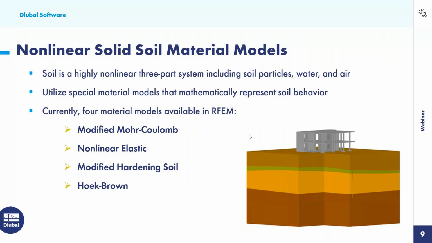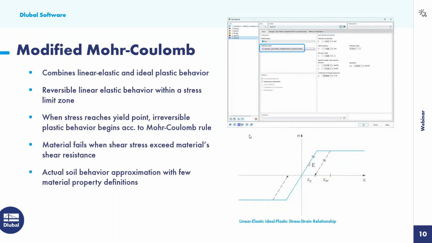Now looking at the nonlinear solid soil material models available within this add-on. So soil is a highly nonlinear 3-part system, and this includes soil particles, water, and air. So therefore, we need to utilize special material models that mathematically represent this very complex soil behavior in an FEA program. So currently, when looking at RFEM, we have 4 material models available, including the modified Mohr-Coulomb, the nonlinear elastic, and the modified hardening soil, as well as the Hoek-Brown.